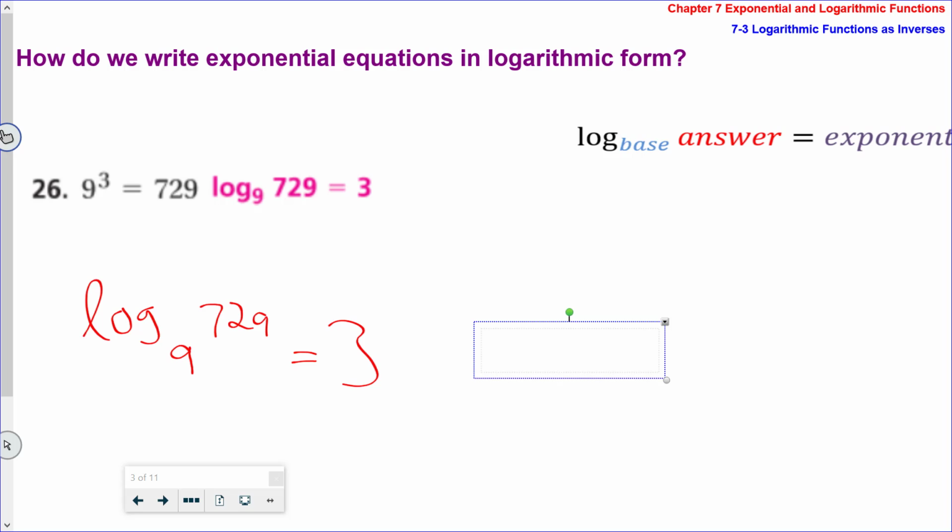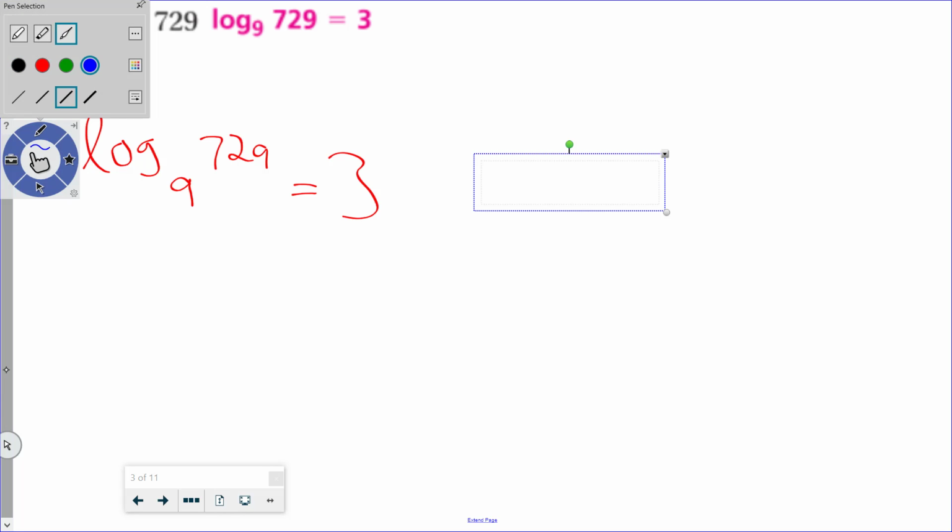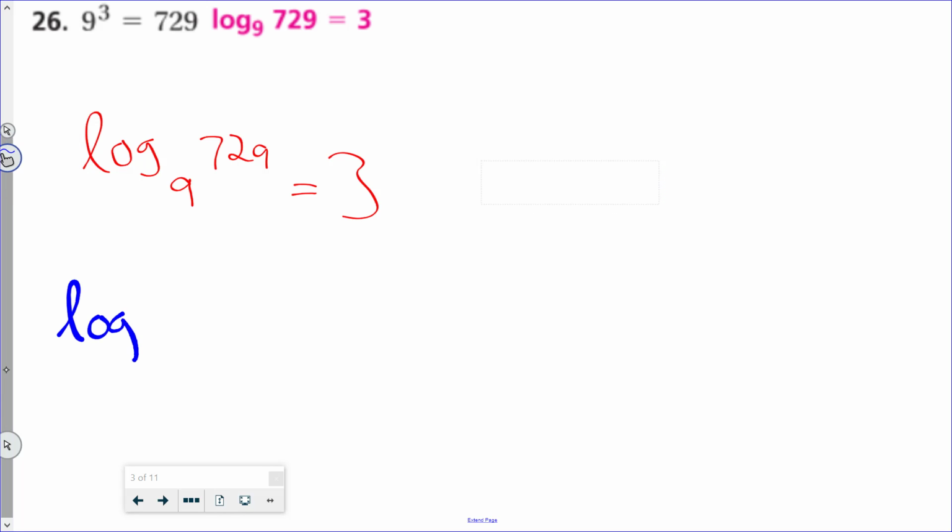Haley. The 729, is it raised or is it just on the same line as the log? Yeah, it's just on the same line as the log. So the way we read it, you have to read it the right way. It's log base 9 of 729. So you might want to write that down. The way you read it is log base 9 of 729. Log base 9 of 729 equals 3.